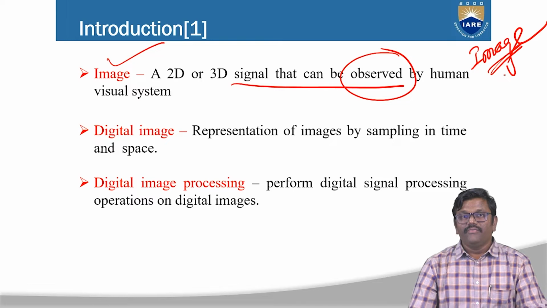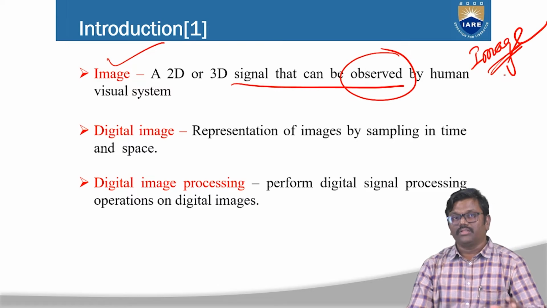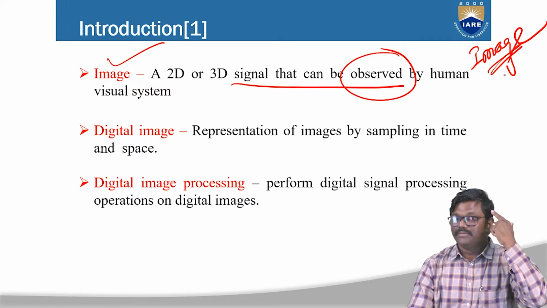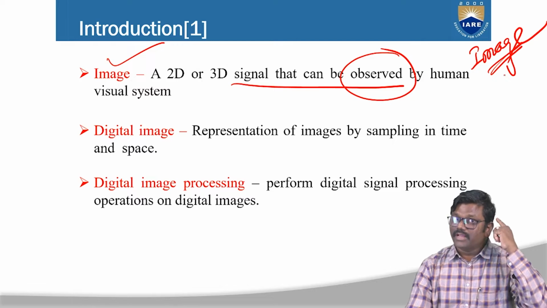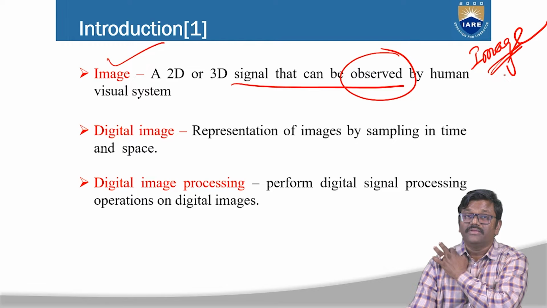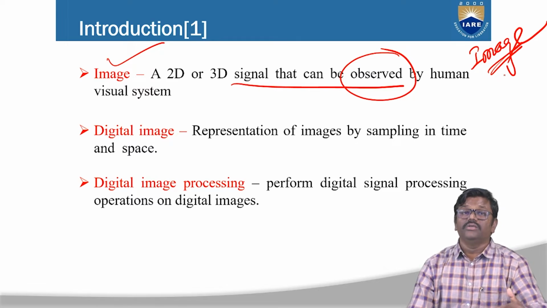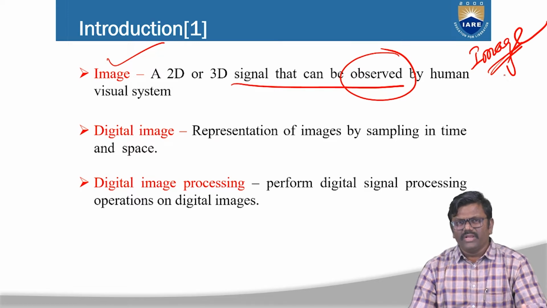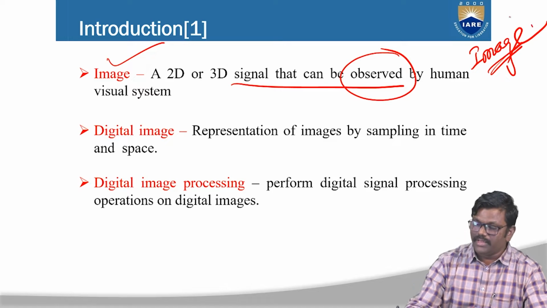So we understand that an image is usually defined as either a 2D or 3D signal to the brain that can be observed by the human visual system. That is what we connect to the brain. Once we connect to the brain, it helps you process that image, whether it is a 2D or 3D image, according to your required manner.